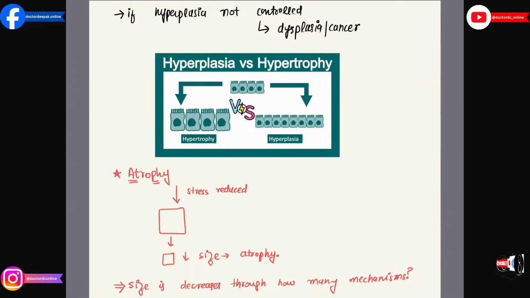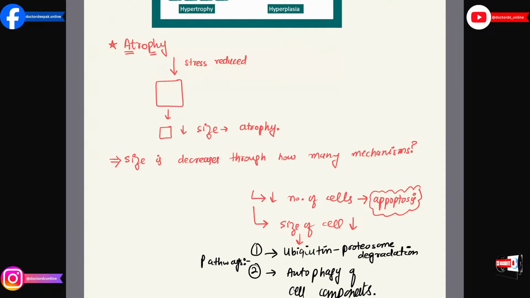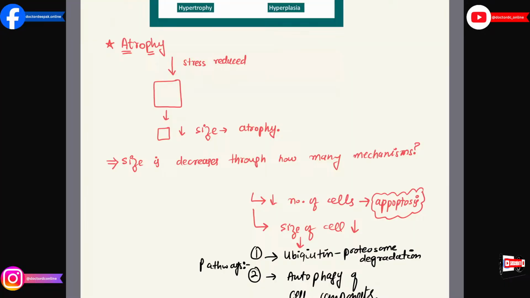So let's discuss the other term, or other growth adaptation, that is called atrophy. First of all, we have to understand the definition of atrophy. What is atrophy? Again, let's take an example of one cell. Let's suppose here is one cell, and I am going to place some kind of stress on that cell. So this is the normal cell, and after putting the stress, you can see that the size of the cell is decreased. This is called atrophy.